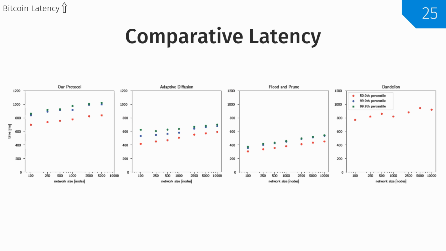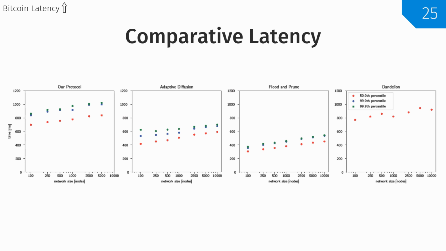We measured the latency and compared it to a simulation of various other protocols. If we use a simple flood and prune mechanism, we can expect an average latency of about 400 milliseconds in our simulation for the 99th percentile of the simulation. In red, we see the 50th percentile, which is often quite a bit faster.